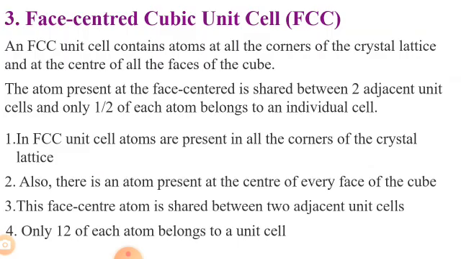Third case, that is face centered cubic unit cell. In this FCC case, atoms, molecules or ions are arranged at the center of each face of cube in addition to the corner of cube. An FCC unit cell contains atoms at all the corners of the crystal lattice and at the center of all the faces of the cube. And only 1/2 of each atom belongs to an individual cell.